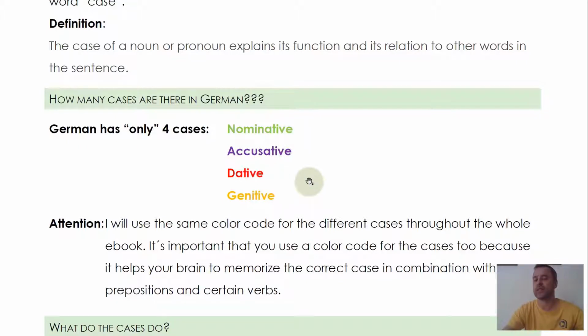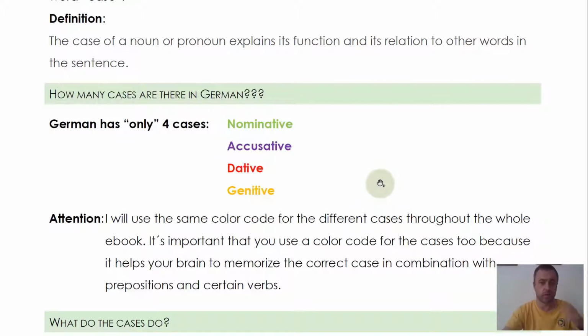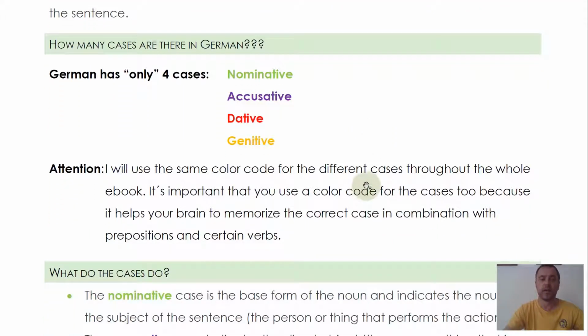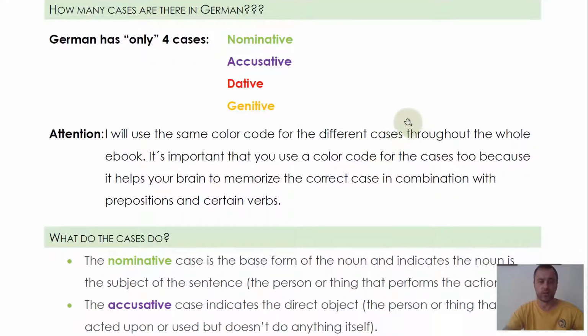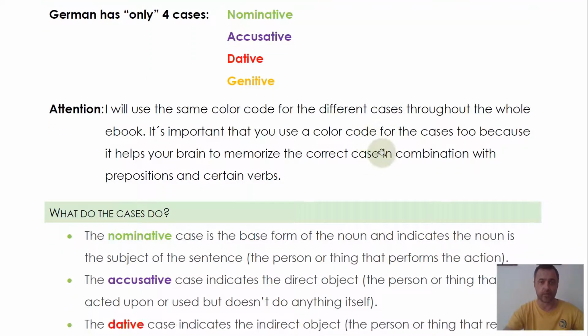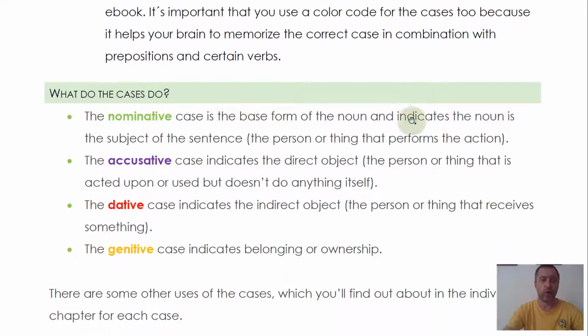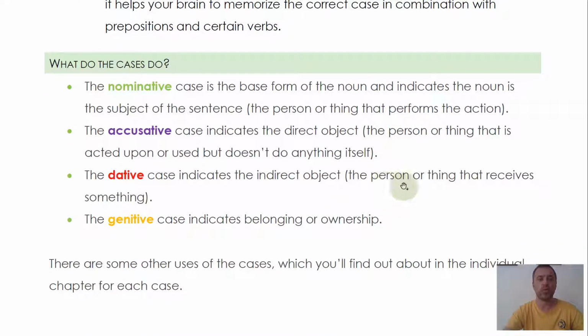For your brain, that's way easier to remember, because it's easier to remember, oh, it was written in red, so it has to be dative, instead of remembering it was written there, or aus with dative all the time. There you can get confused. Was there written dative? Was there written accusative? I don't really know, but usually the visual thing, the color, is much easier to understand and to memorize.